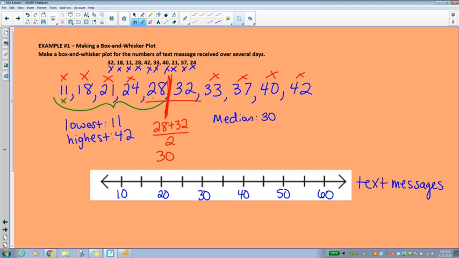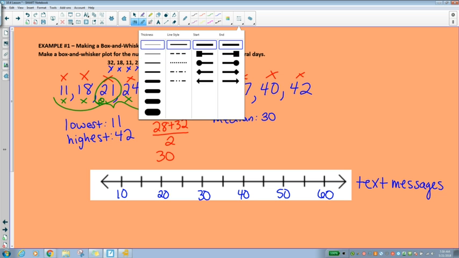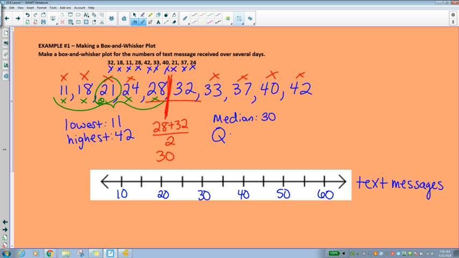Low, high, low, high. And in this case, I actually have only one number in the middle, which means 21 is my Q1, or my first quartile. So I'm going to go ahead and mark down here, Q1 is 21.